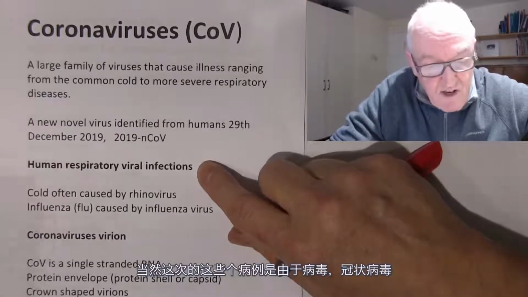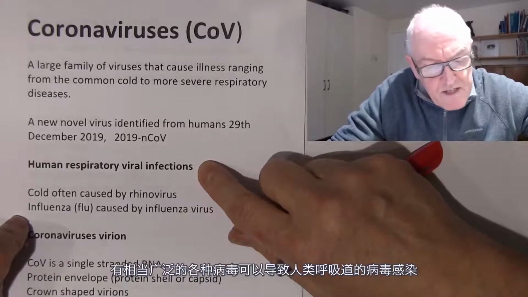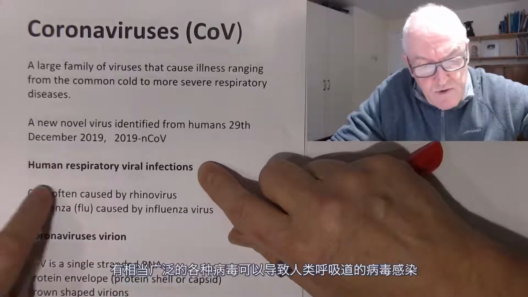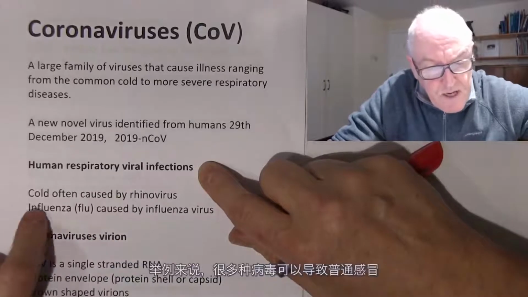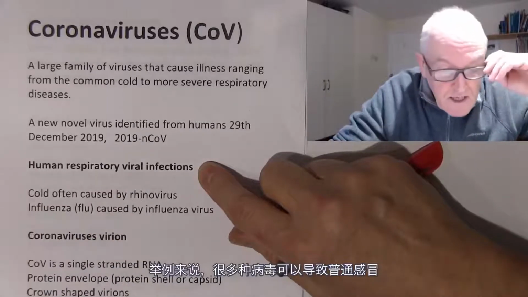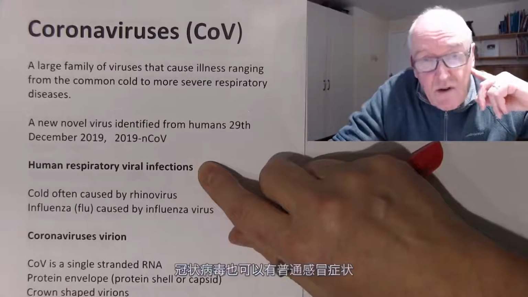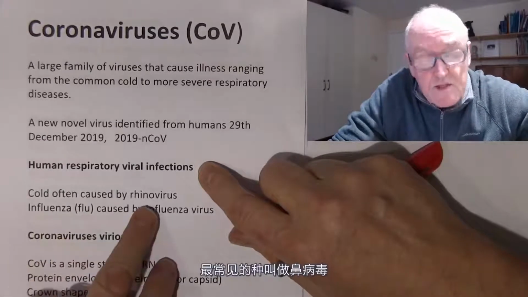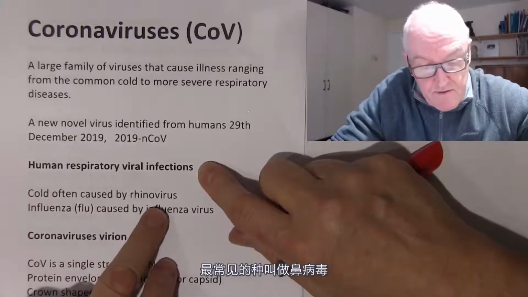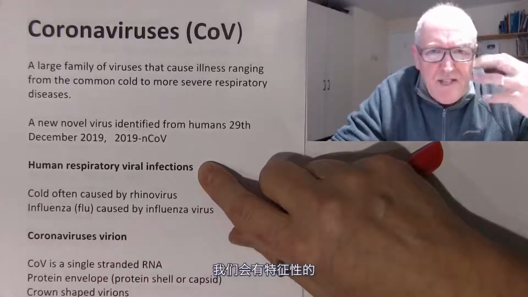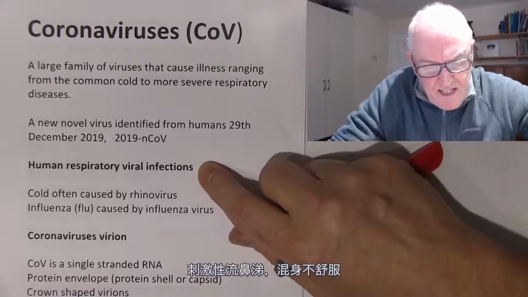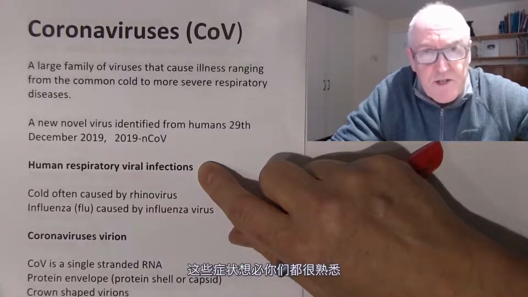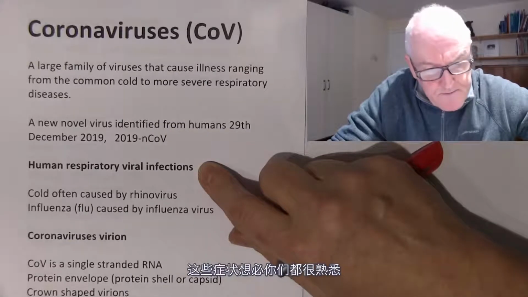This is a coronavirus. But there's a wide variety of viruses that can cause human respiratory viral infections. So the common cold, for example, is actually caused by different viruses. A coronavirus can cause common cold type symptoms. But the most common one is called a rhinovirus, rhino for the nose. And we get this characteristic irritating runny nose and general malaise and the features of a common cold that you're all familiar with.